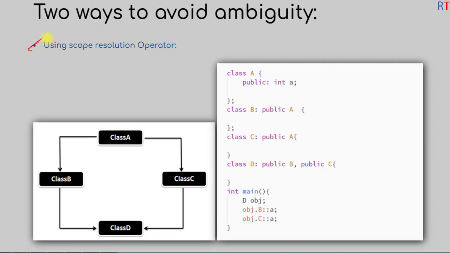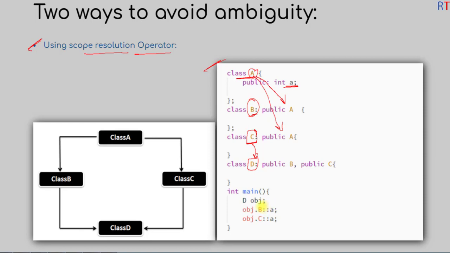Firstly, we can use the scope resolution operator. Like in the example, here we have one class A, and class A has one integer member A. Then class A is inherited by class B and also by class C, and then class B and C are inherited by class D.